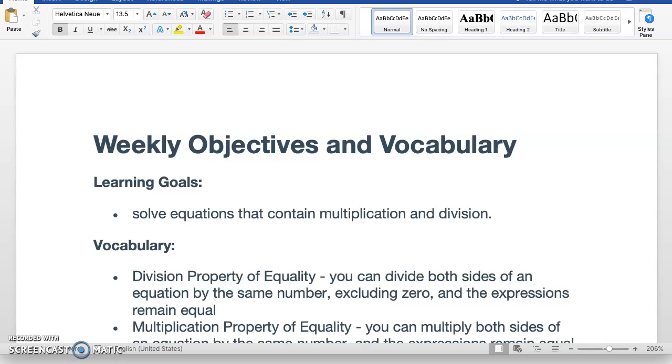Hey, sixth grade. I just wanted to take a minute to go over a couple of things, and then we will look through our weekly objectives and vocabulary document together, and then you'll be sent on your merry little way to get all of your math done for the week. All right, so guys, this is your last week of assignments.